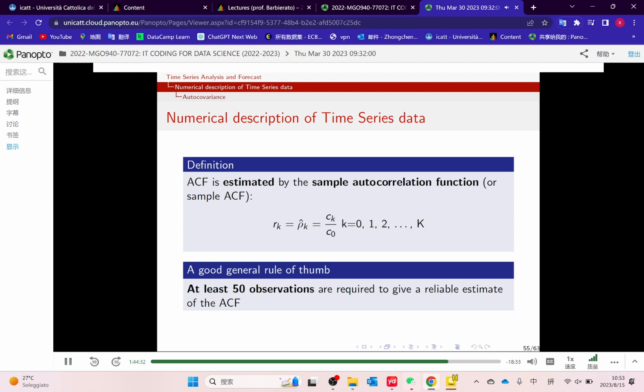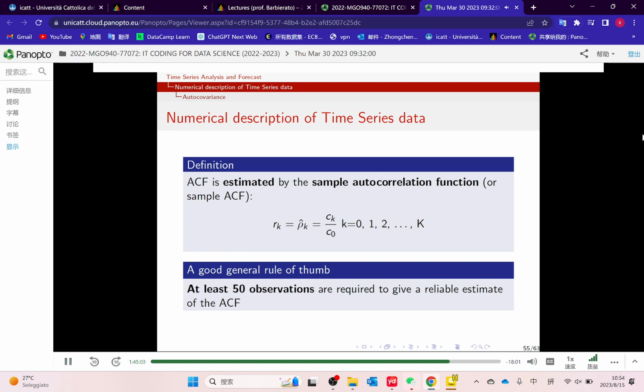How many observations do you need to have a decent curve? That's a good question. By rule of thumb, at least 50, 60. But of course, the more you have, the better. It is hardly the case that you will work with small values. In general, you have a large time series, so your problem is actually the opposite. You have a lot of data.